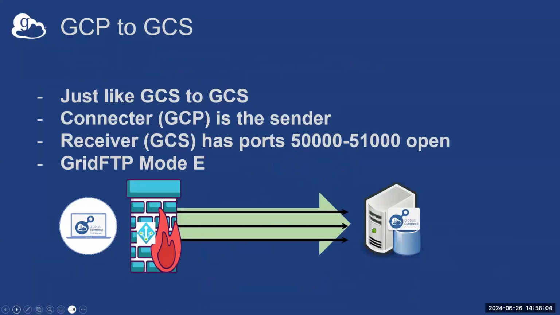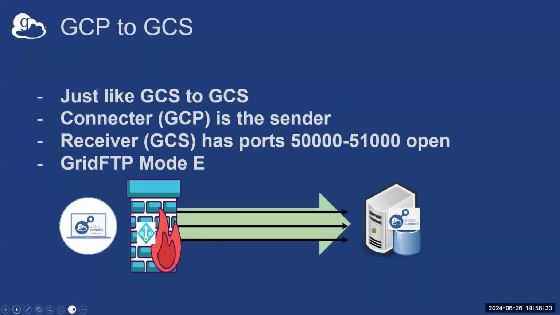Okay, so GCP to GCS, that's pretty much the same thing as GCS to GCS because, again, you can't connect into GCP, but GCP can connect out. And since GCP is the sender and GCS wants the sender to connect, GCS again has to have this port range open, or a port range open, this being the default. GCP can connect out, form parallel TCP streams, and send data over them via Mode E, our fast protocol.